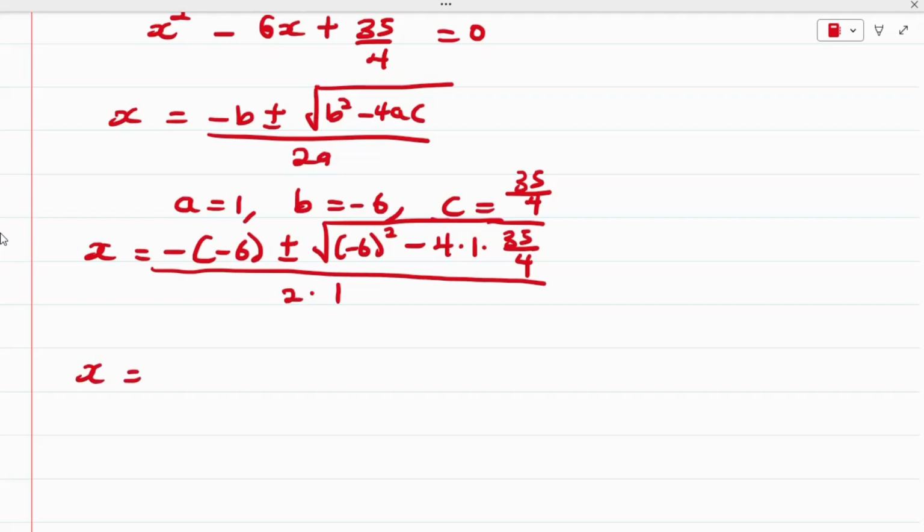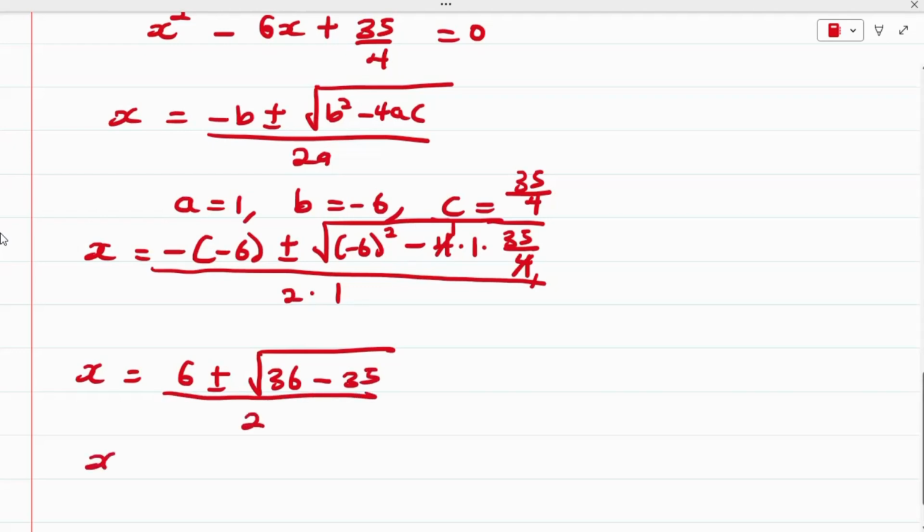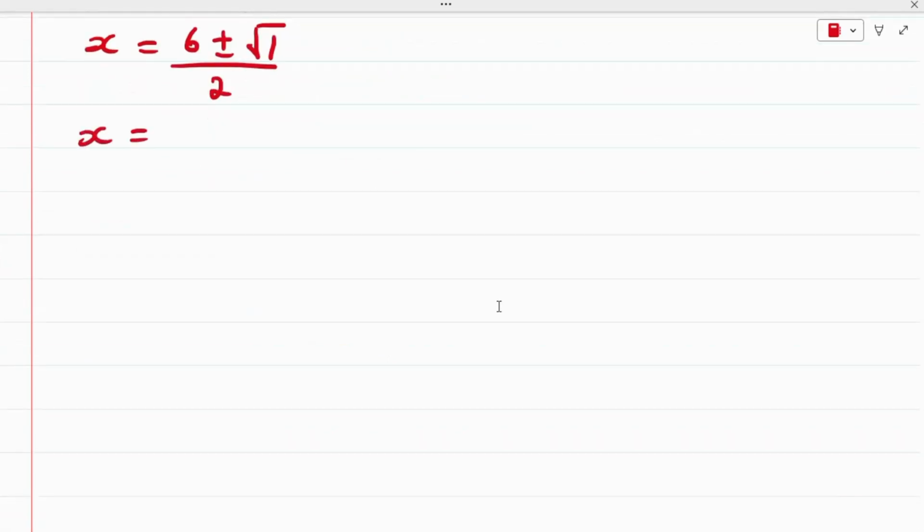So x is equal to 6 plus or minus the square root of (minus 6) squared, which is 36, minus 4 times 1 times 35, which is 35, divided by 2 times 1, which is 2. So x is equal to 6 plus or minus the square root of 36 minus 35, which is 1, divided by 2. So we have that x is equal to 6 plus or minus the square root of 1, which is 1, divided by 2.